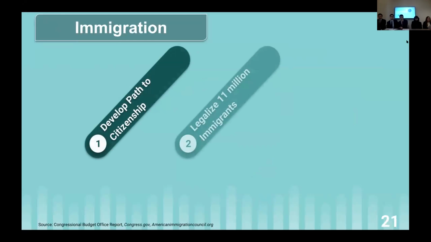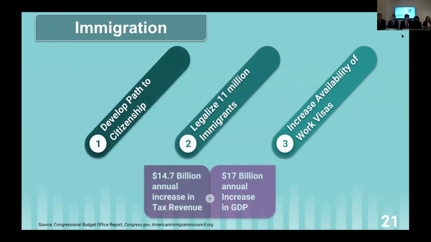Our next proposal concerns immigration. We propose that the United States pursue a policy similar to that in Senate Bill 744 and grant legal status to around 11 million of the undocumented immigrants already in the United States and increase the availability of work visas, which will be granted primarily to those who graduate from U.S. colleges with degrees in the sciences, technology, engineering, or mathematics.